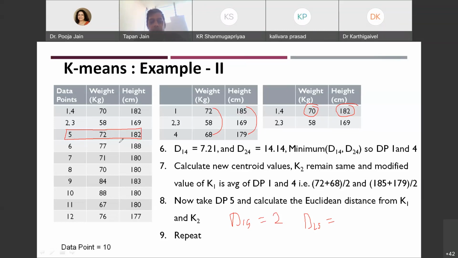And then 58 minus 72, 14 squared plus 13 squared. That is a very huge value. 14 squared plus 13 squared is a very huge value, and then under root, so it's a very high value. So obviously, you can easily predict that data point 5 belongs to cluster 1. And once it belongs to cluster 1, can you tell me what is the new centroid value of cluster 1?